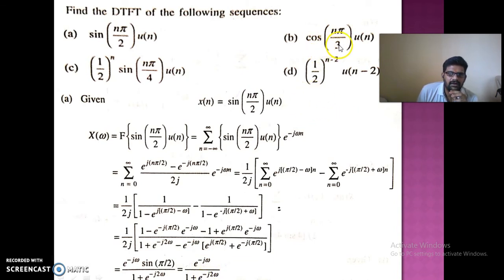Similarly, you can also find the cos function. Instead of this, e power j plus e power minus j divided by 2, and then solve the other functions, you will have a similar result, where instead of this one you will get some other term. Okay, so do it as homework.